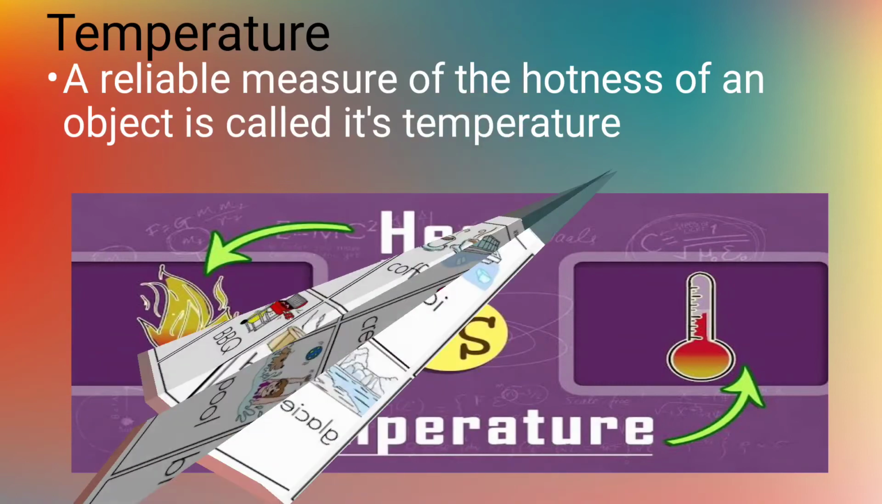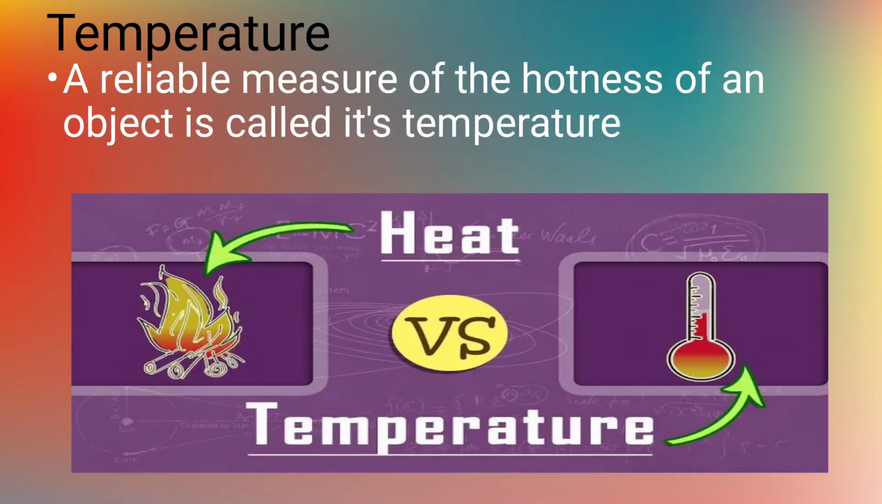Now let us see the temperature. What do you mean by temperature? A reliable measure of the hotness of an object is called temperature. Now let me tell you about the differences between temperature and heat. First, heat is a form of energy, but temperature is a measure of heat energy level. Heat energy raises the temperature of a body, whereas the temperature decides the direction of flow of heat. Heat is measured in joules. Temperature is measured in degrees Celsius or kelvins.